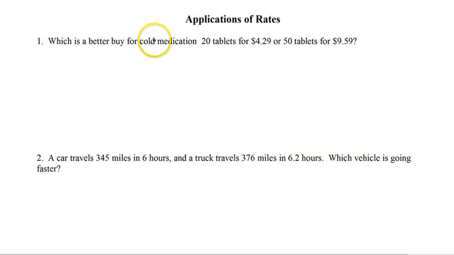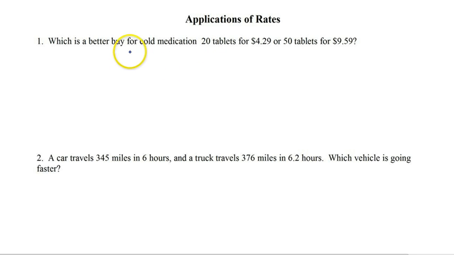All right, applications of rates. So what we're going to do is convert each of these into unit rates and then use them to compare and to answer the question. So like, which is the better buy for cold medicine? 20 tablets for $4.29 or 50 tablets for $9.59? Well, if you can find out what each tablet costs, you can tell which is the better buy.